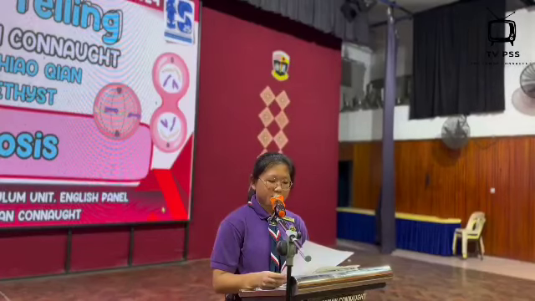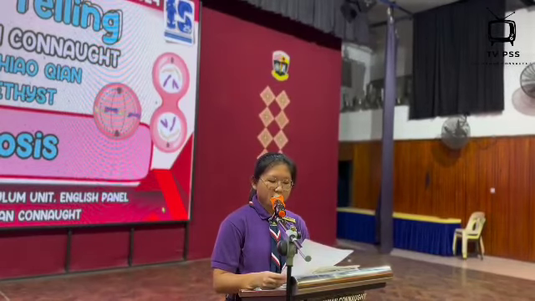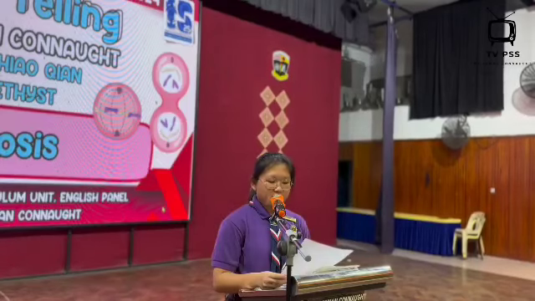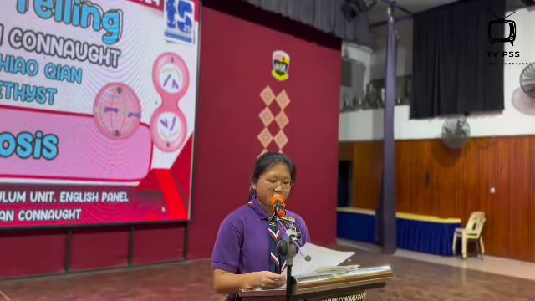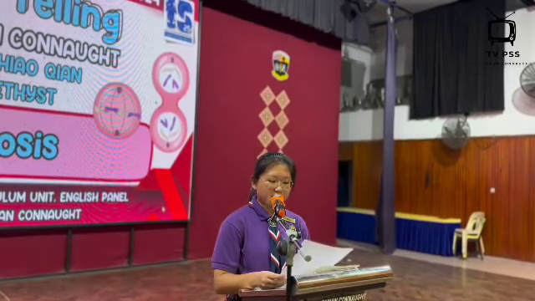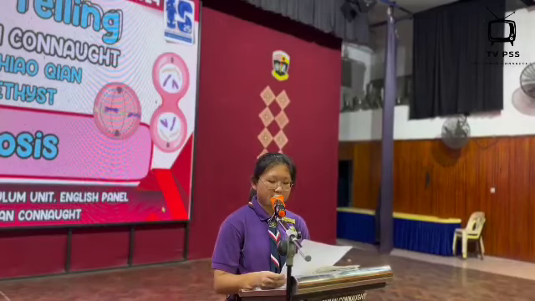Number one, there is prophase. Prophase is the first stage of cell division in both mitosis and meiosis. In prophase, the chromosome is made up of two sister chromatids. Both sister chromatids are joined at the centromere. The centromere links sister chromatids together.